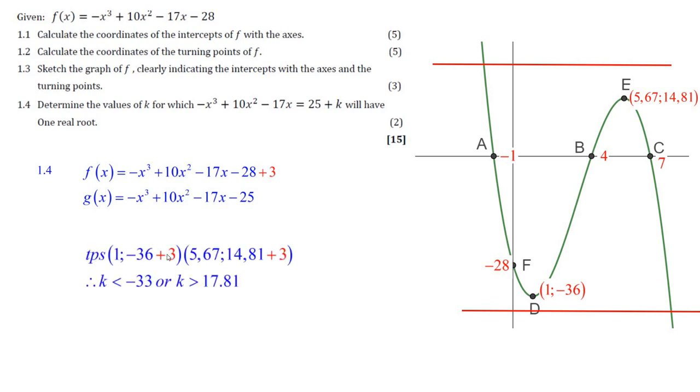So what we have to do is add 3. Just shift this whole thing up. Add 3. So instead of minus 36, you're going to have minus 33. Instead of 14.81, you're going to have 17.81. So the answer, this was a little bit tricky because we had to make that adjustment, is when k is less than minus 33, because it'll be this one moved up here, or it's greater than 17.81. If you didn't have that complication, it would be just less than minus 36 and greater than 14.81. There's the whole thing done.